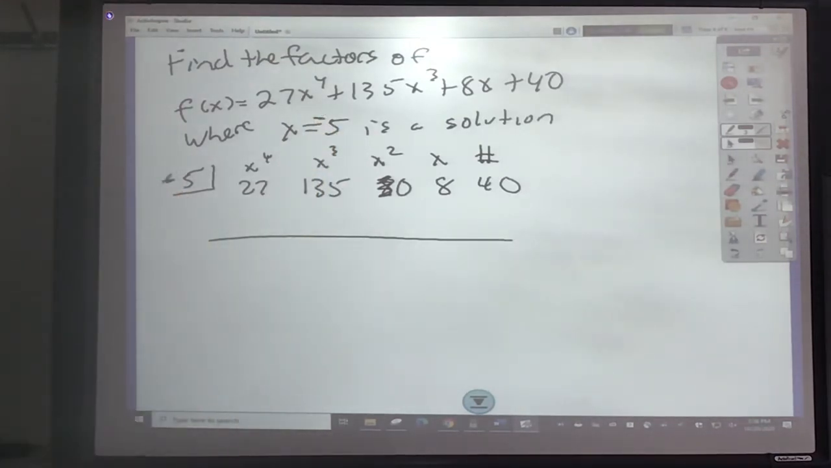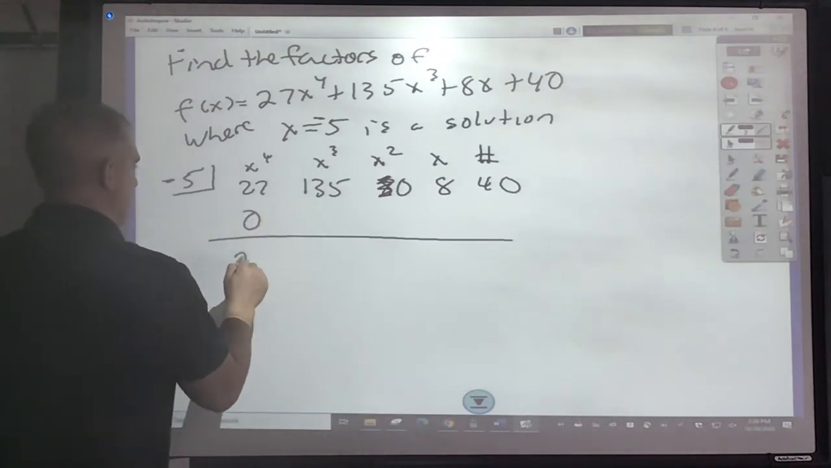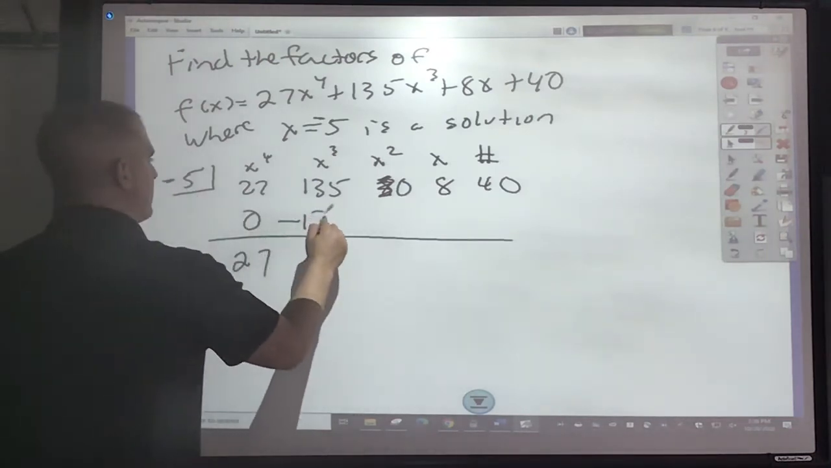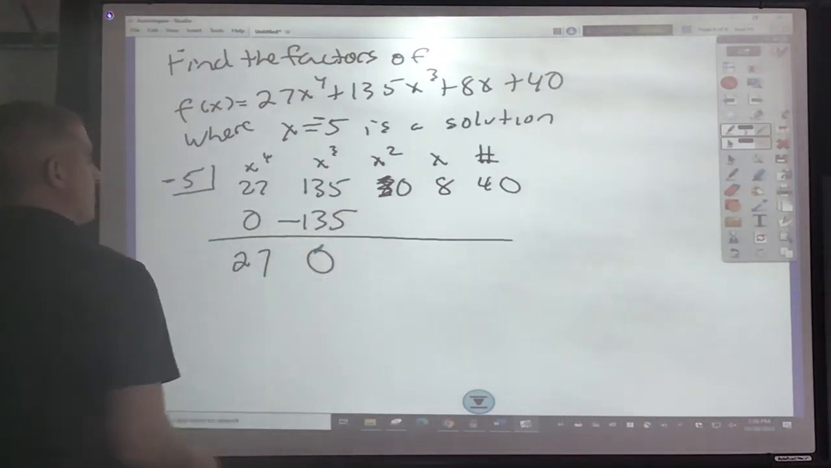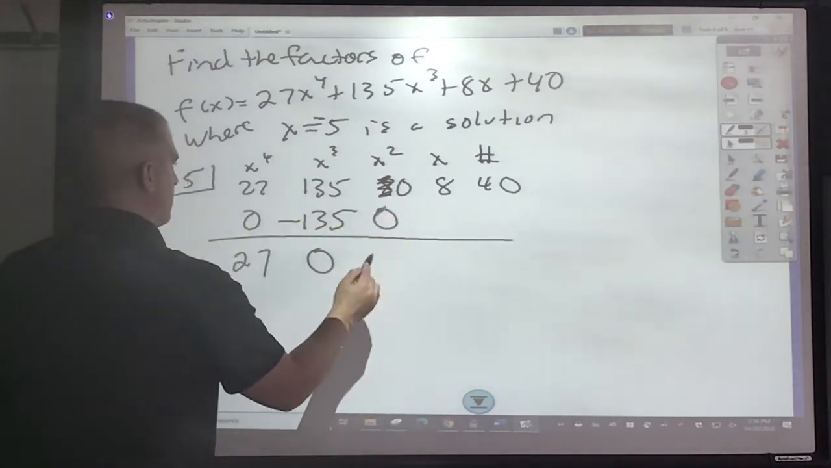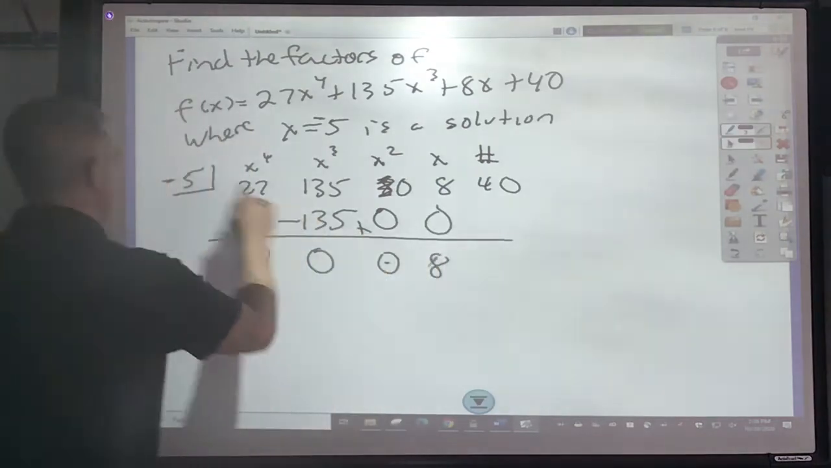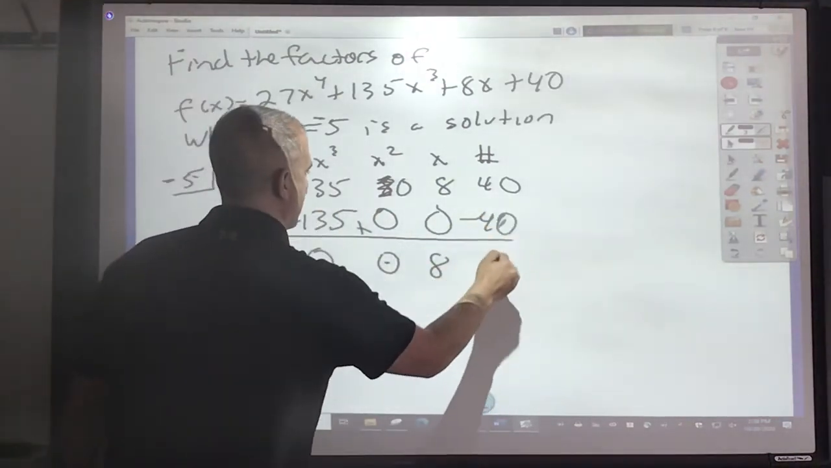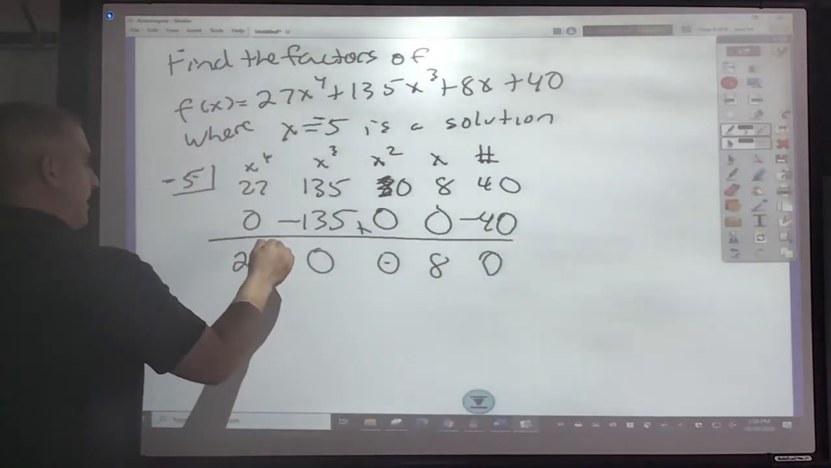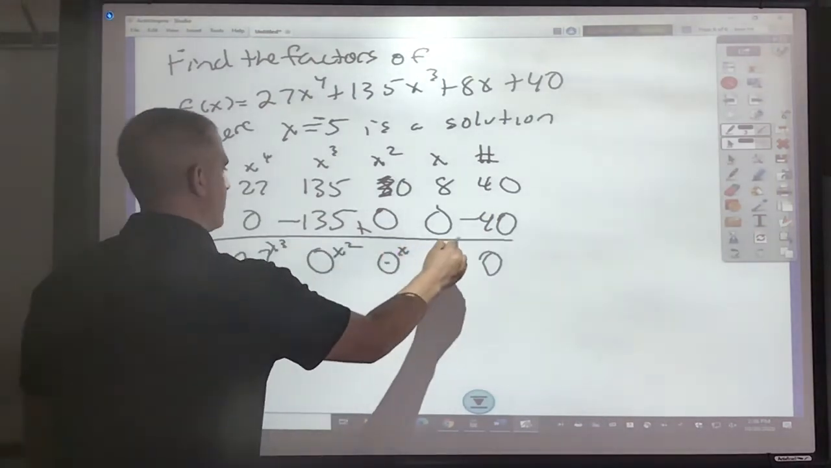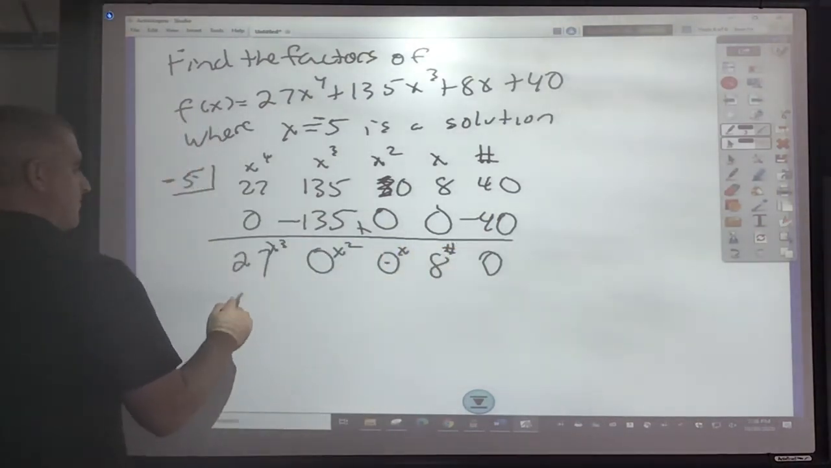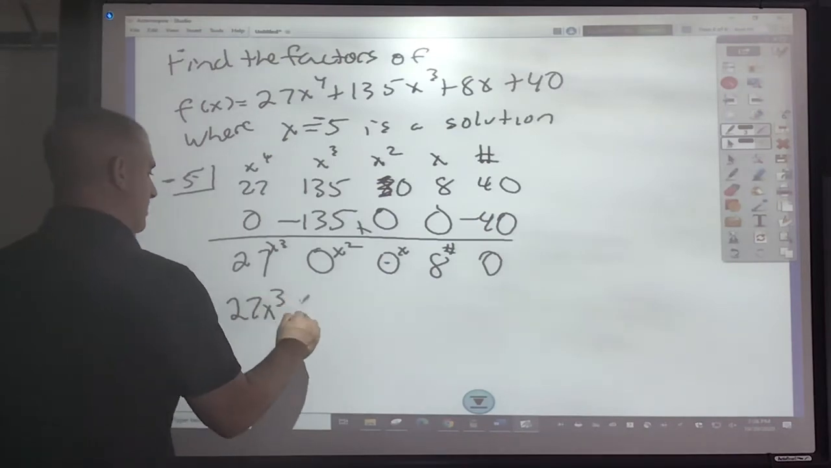So I've got 0, 27. 27 times that is minus 135. That would be 0. 0 times that would be 0. Add that would be 0. 0 times that would be 0. That'd be 8. Times that would be negative 40. So my result here, this is x cubed, x squared, x number. So I got 27x cubed plus 8.